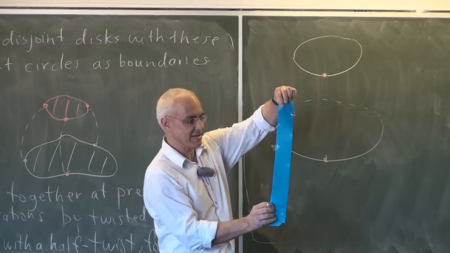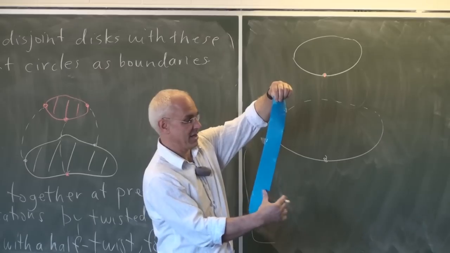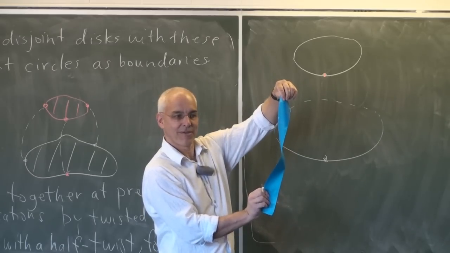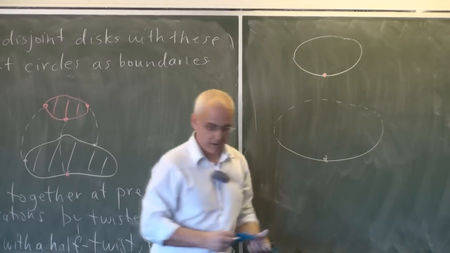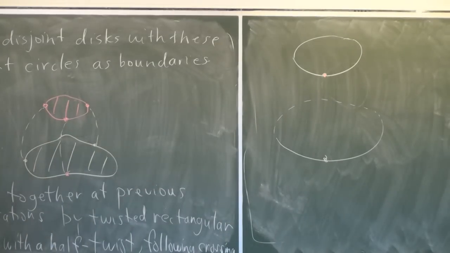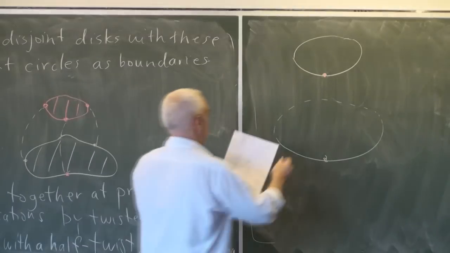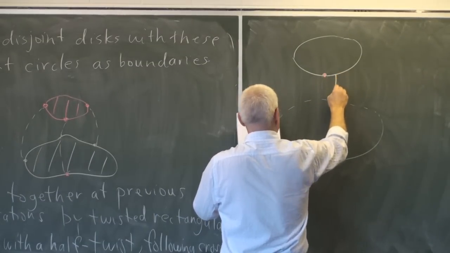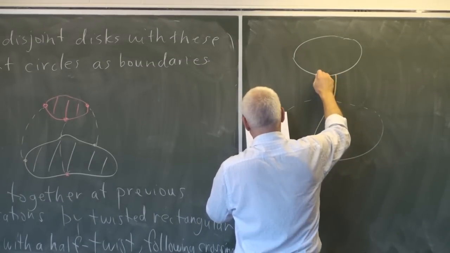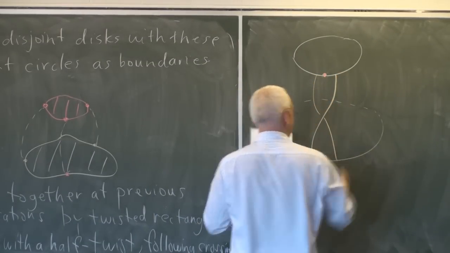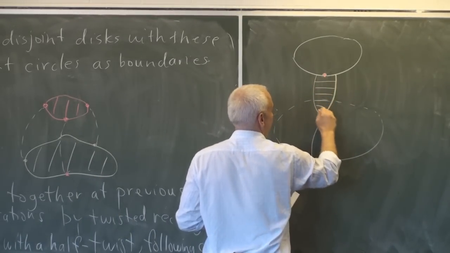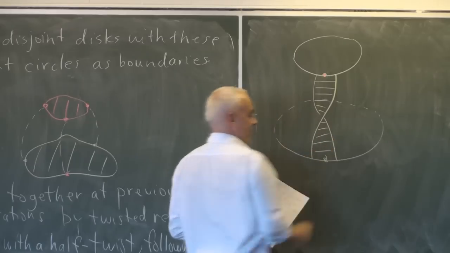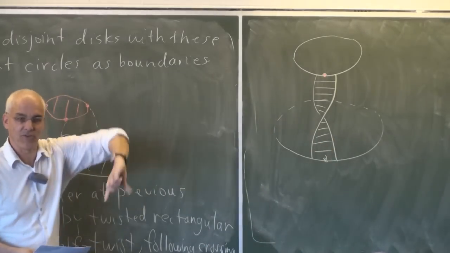So we use that twisted, in this case, a twisted one like this, to join these two circles at that point there. So I'll draw that like this. Here's the band that we're going to use. I'll draw it like this. That's a rectangular band that's twisted.